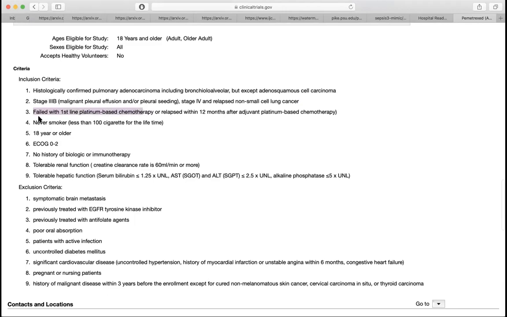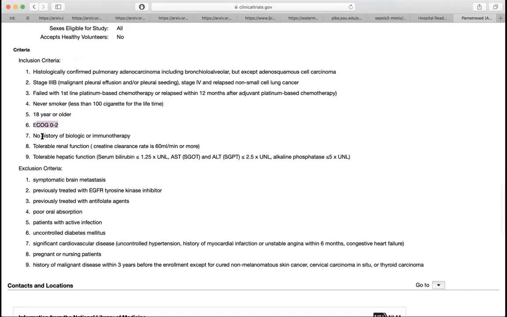So this means that the lung cancer cells have already become resistant to the most widely used platinum-based chemotherapy. So these are the people. The patients who have gone through that process are eligible for inclusion in this study. Should never have smoked, 18 years or older, ECOG, not sure what this is, maybe some lab test or whatever. Anyway, these are the inclusion criteria.